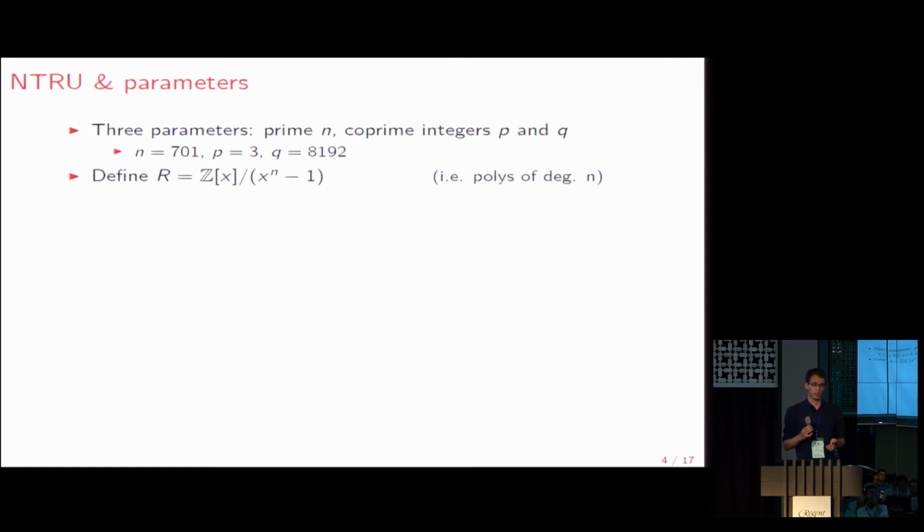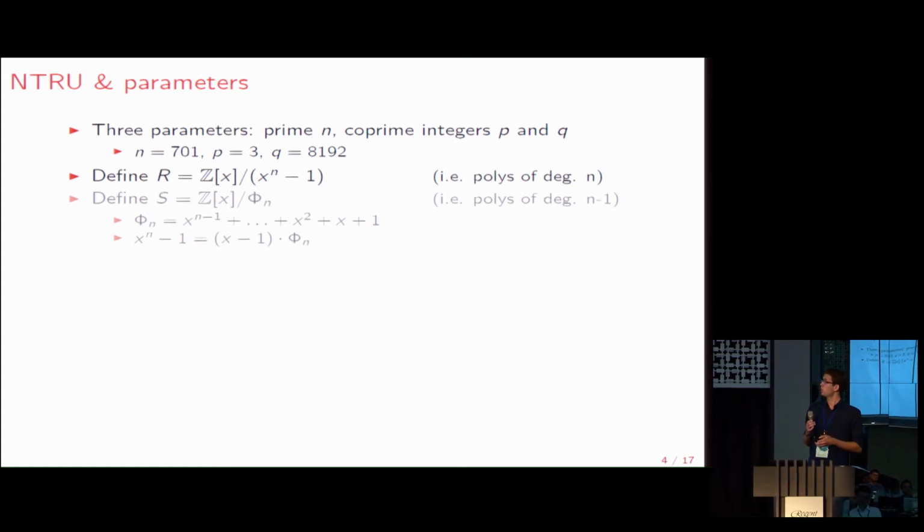And we're working over a ring. And this ring is the ring that you commonly see in NTRU systems. It's polynomials over x to the power n minus 1. So polynomials of degree n, that's the intuition that you need to have for the rest of this talk. But we're not just working on this ring, we're working on a different ring as well.